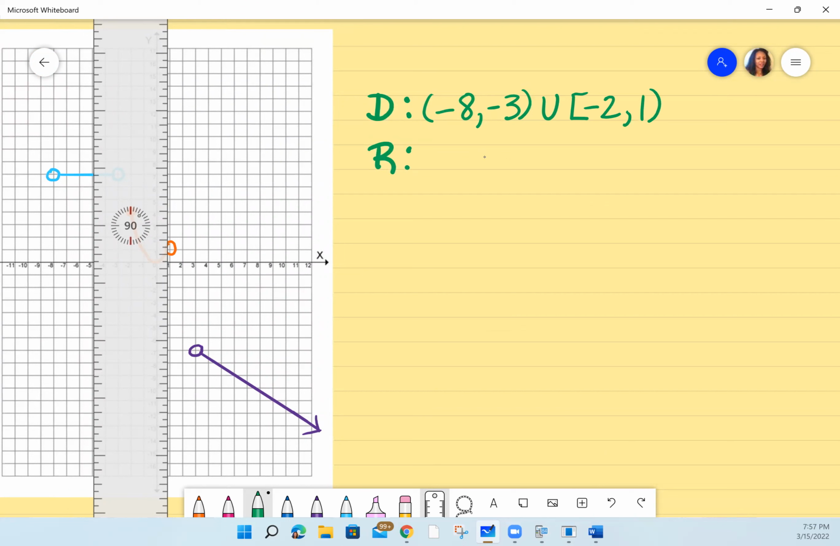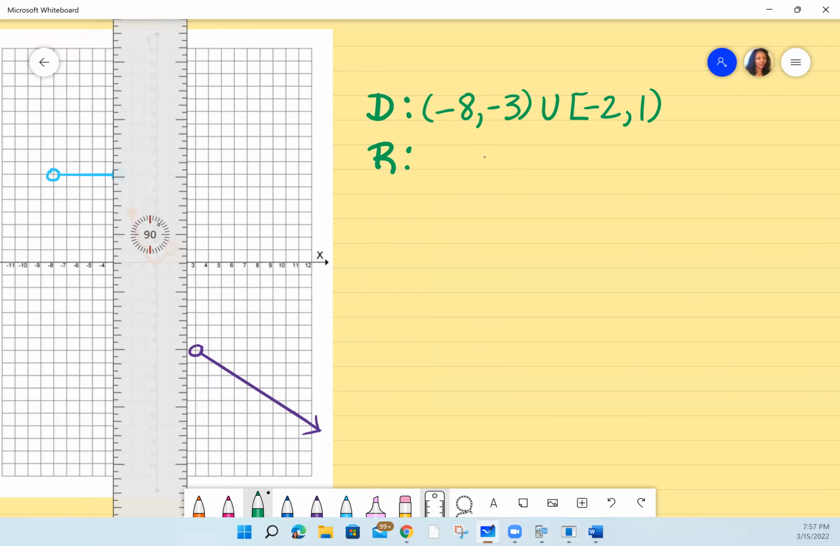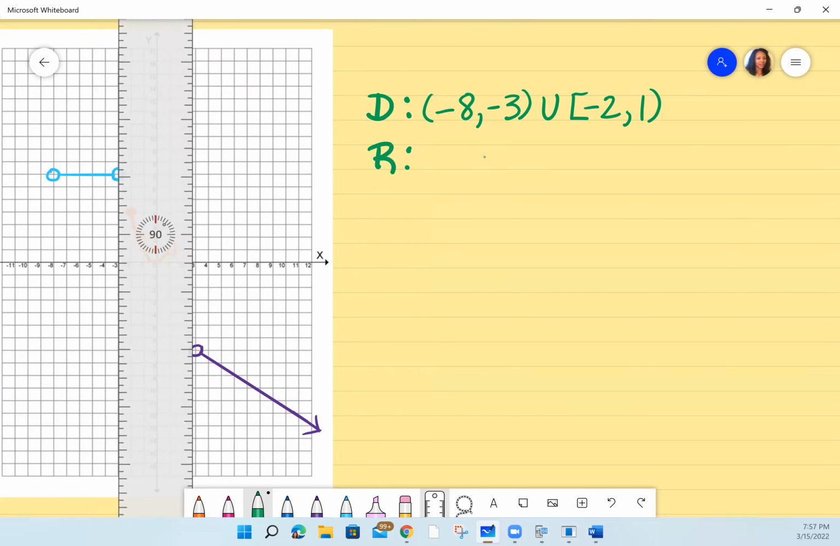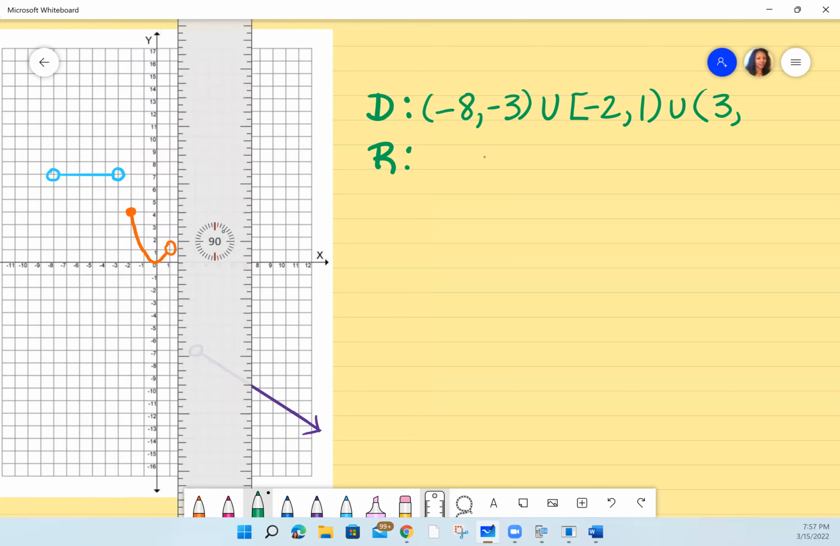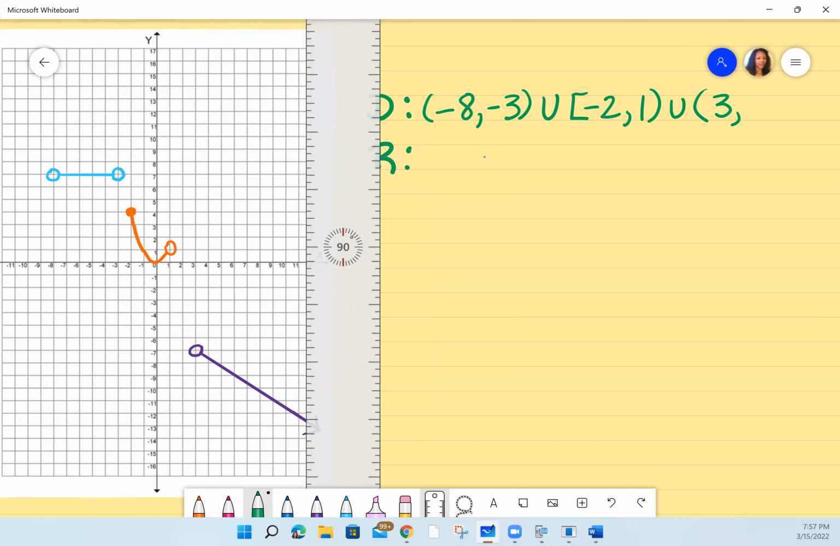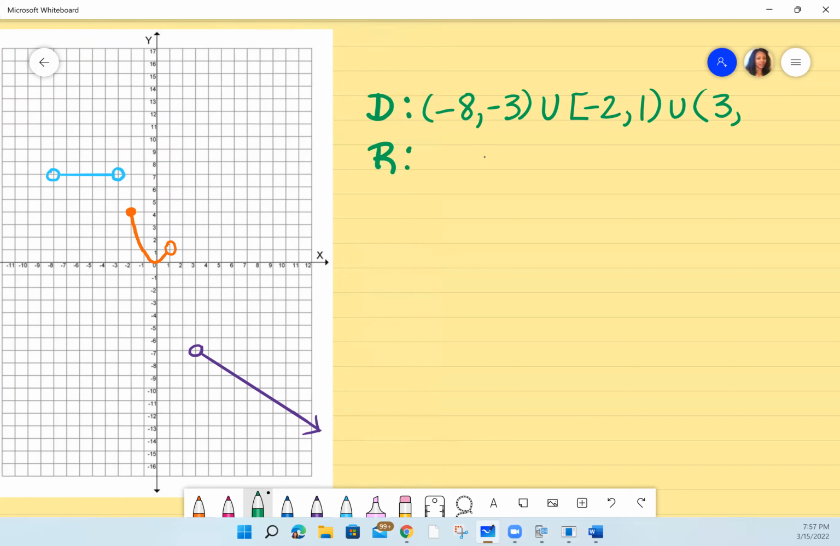I can't include it. If I keep going, I'm skipping 2. I start again at 3. So I have a union. The 3 has an open circle, so I'm using a parentheses. And now my arrow on my graph tells me I can go on and on forever. Going on forever to the right means positive infinity.